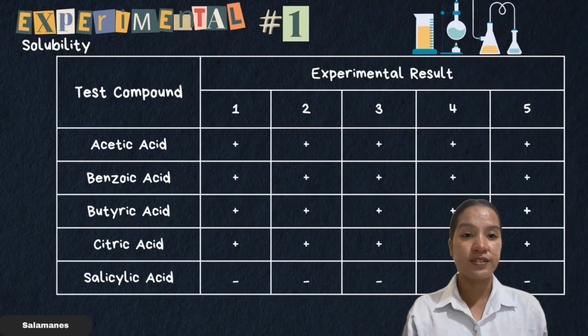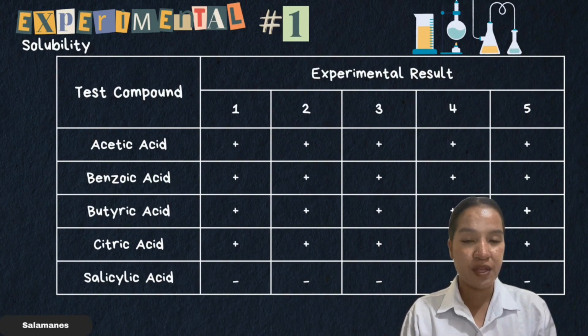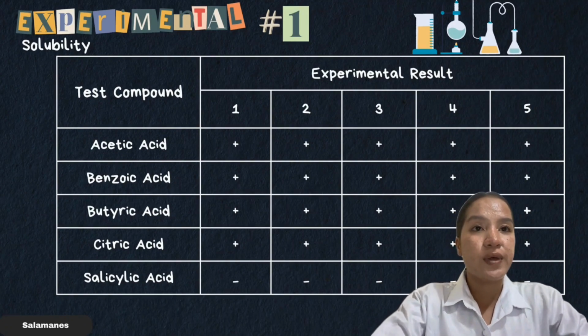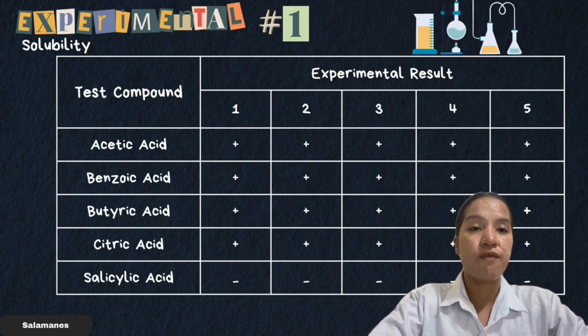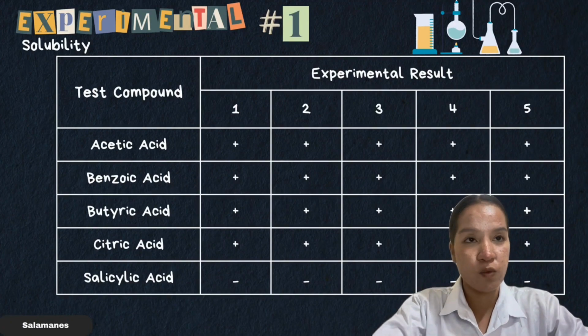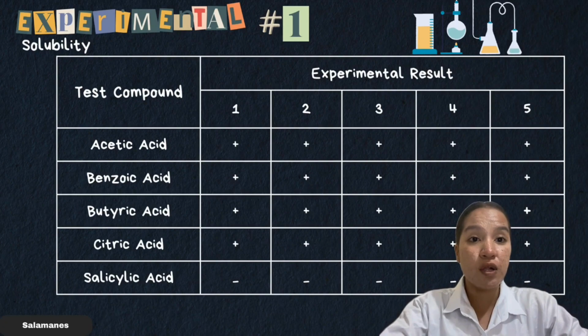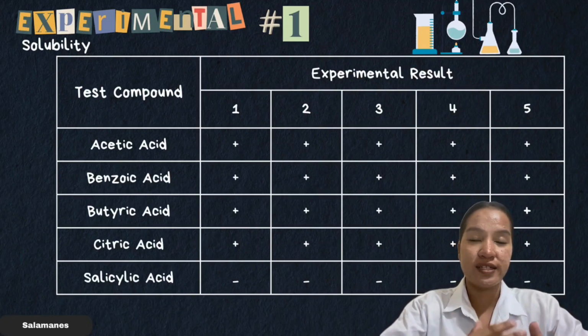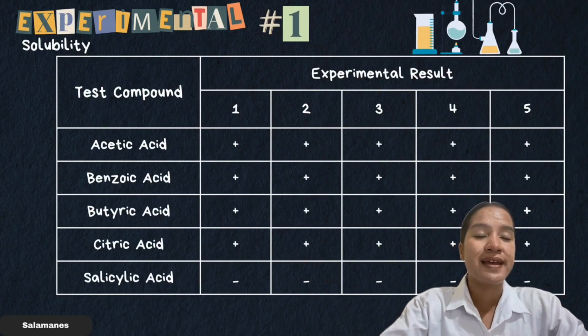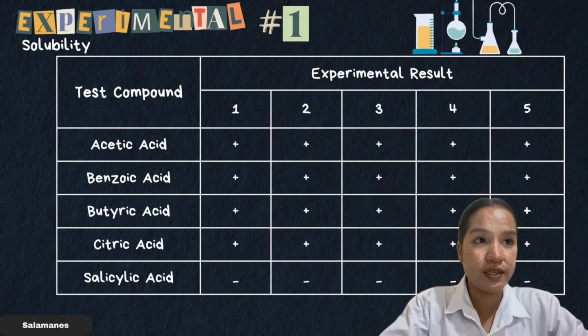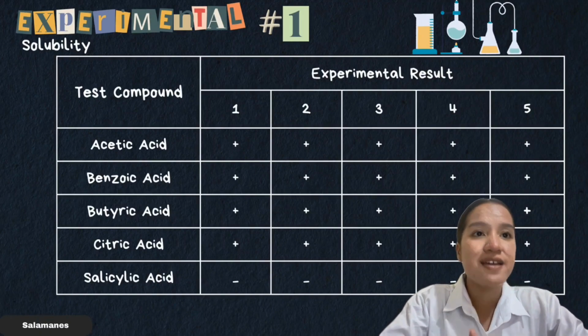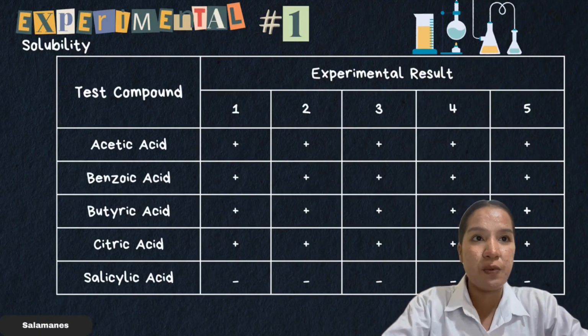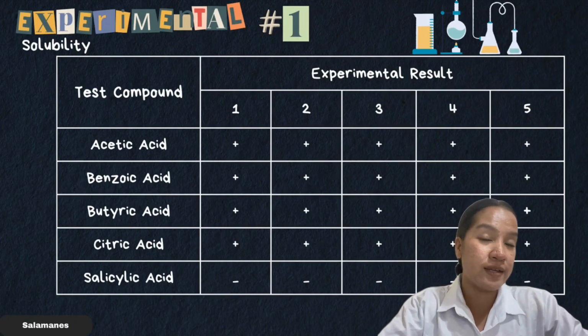Now let's move on to the results of experiment 1. For groups 1 to 5, we have positive results for acetic acid's solubility in water, because smaller carboxylic acids like acetic acid have fewer carbon atoms in their chain, so they tend to be more soluble in water. This is because smaller molecules have a greater surface area to volume ratio, making it easier for water molecules to surround and interact with them.